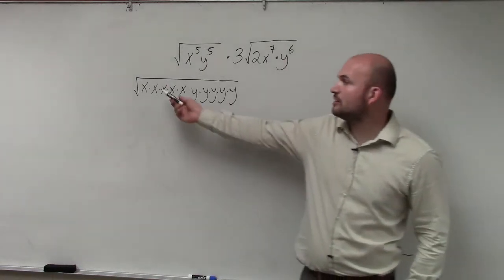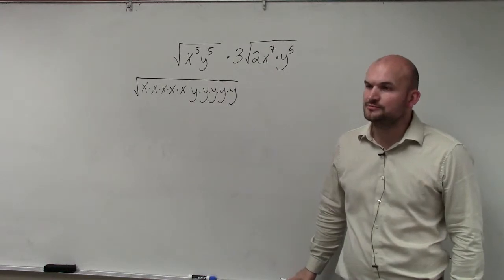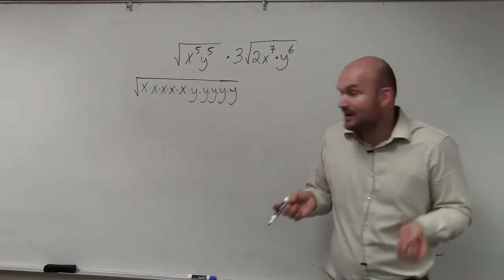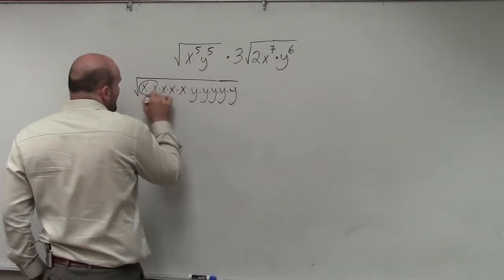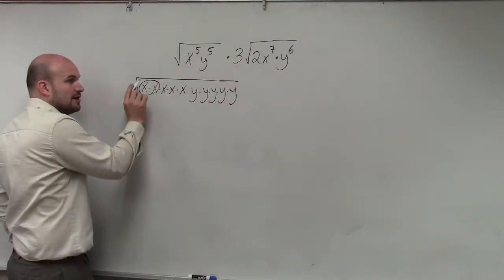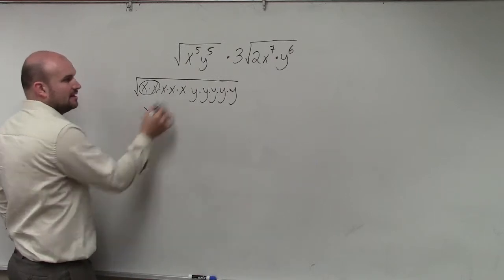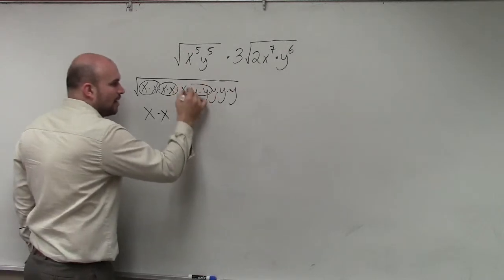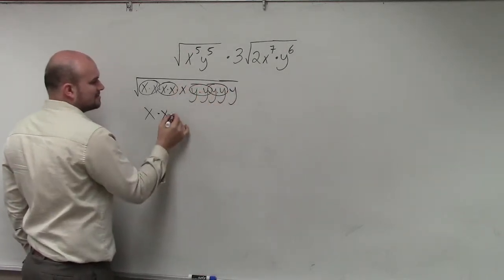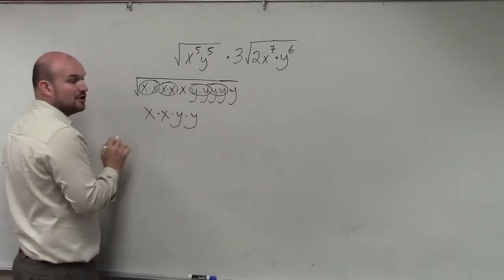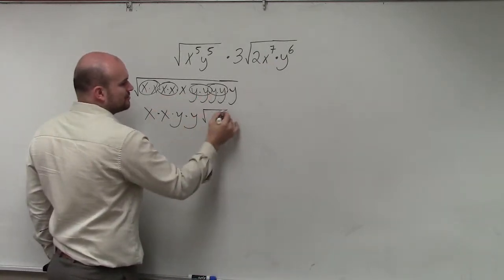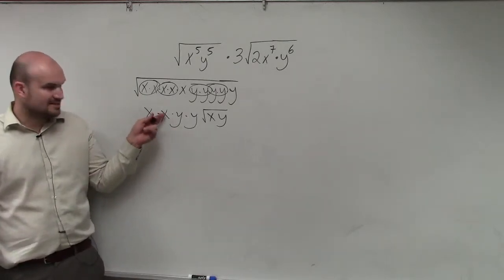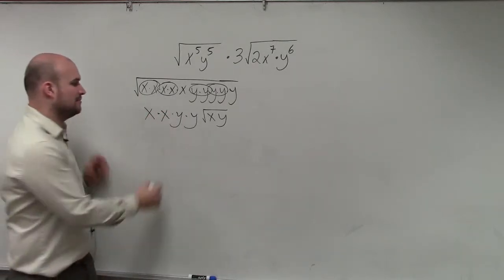Now, when we're taking the square root, what we're basically looking to do is look for what number multiplied by itself. Well, I have two x's that are multiplied by myself. So the square root of x times x is x. I have another pair of two x's, so that's going to be times x. I have a pair of y's, and I have another pair of y's. So that's y times y. Left over under the radical is going to be the square root of xy. So therefore, this is simplified to x times x, which is x squared, and y times y, which is y squared.